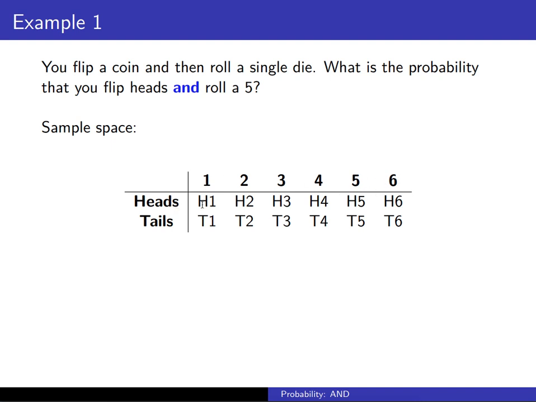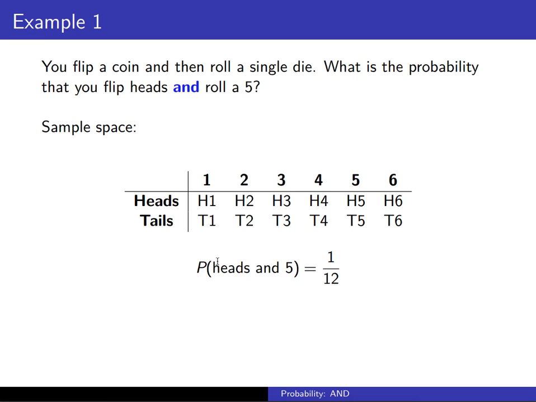So we could flip a coin, it comes up heads and roll a 1, so we get heads and a 1, heads and a 2, and then all the way down to tails and a 5 and tails and a 6. So our sample space consists of 2 outcomes for the coin and 6 outcomes for the die, which means there's 12 total possible outcomes for flipping a coin and rolling a single die. So the probability that we get heads and 5, well, that's this event right here, the H5. So rolling a 5 and flipping heads is this one occurrence out of a total of 12.